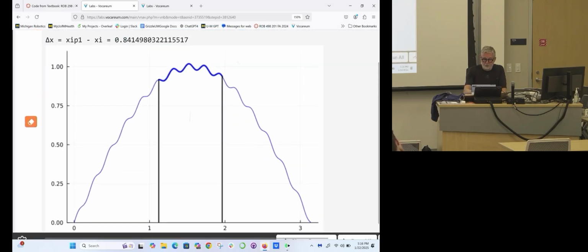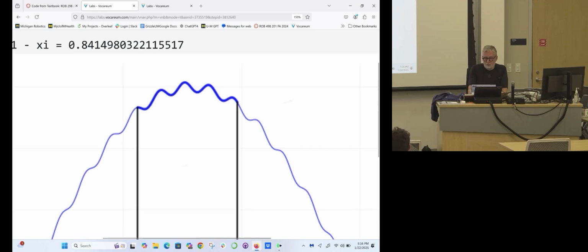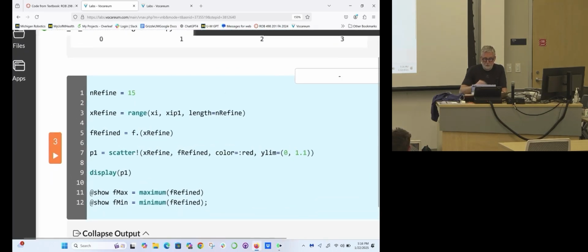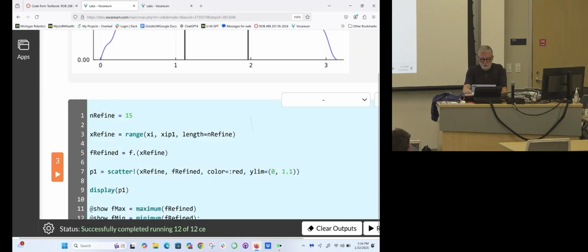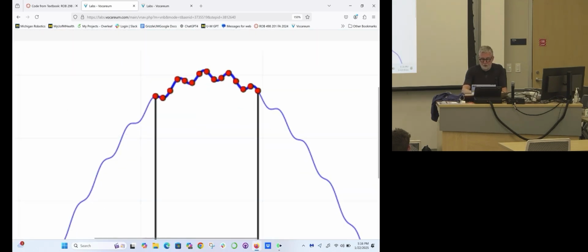So here's an xi, and what we want to do is try to find this lower value and then this upper value, okay? We can visually see it, the max and the min. So here's the easy way in Julia to do it, okay? All we're going to do is evaluate the function, and let me show you the picture.